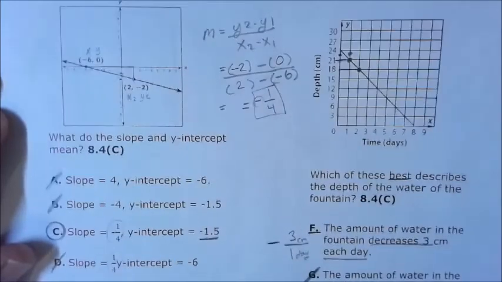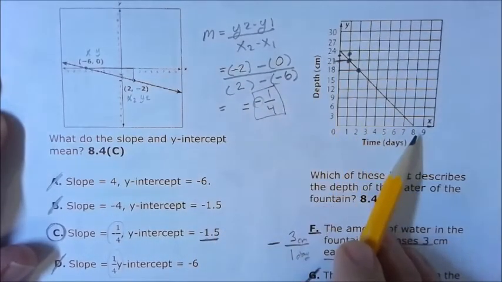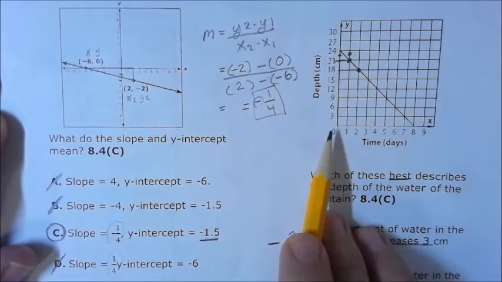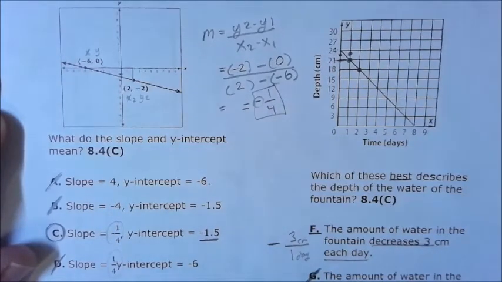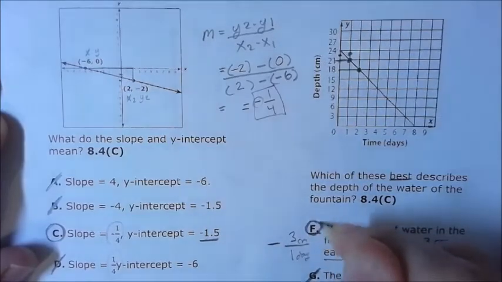And we can look at our graph and clearly agree that it is decreasing each day, all the way into the 8th day where it has 0. So there is no depth. All the water has been drained out of the water fountain. So the best answer is F.